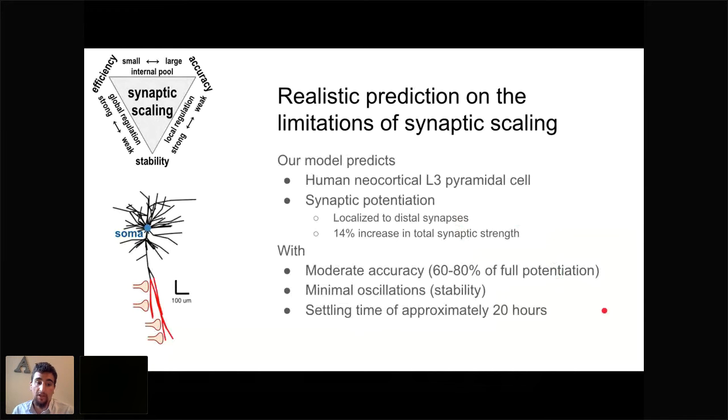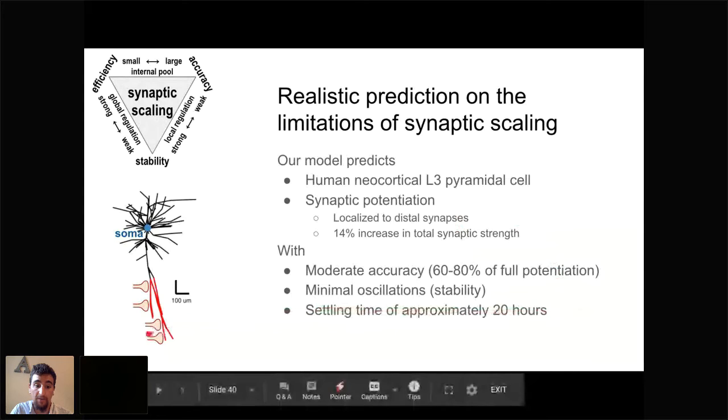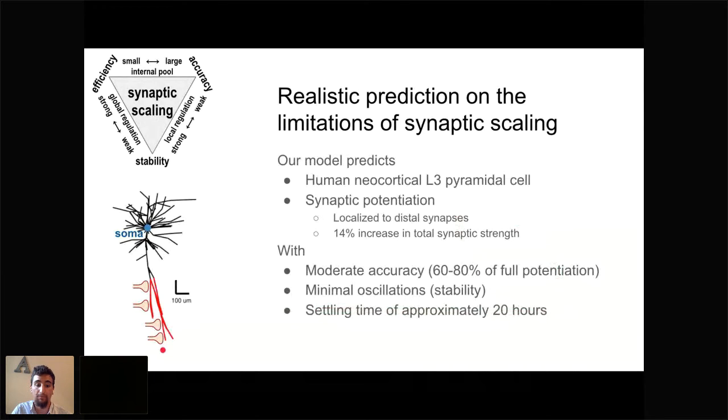So in our manuscript, which is coming out soon, you could look forward to everything I've talked about here, plus more simulations and predictions in real neuron morphologies. We have a pyramidal cell here, and we plan to do a similar analysis with a dentate granule cell, some Martinotti cells, and probably a few others. And we hope to make predictions regarding the stability, efficiency, and accuracy of scaling in those.